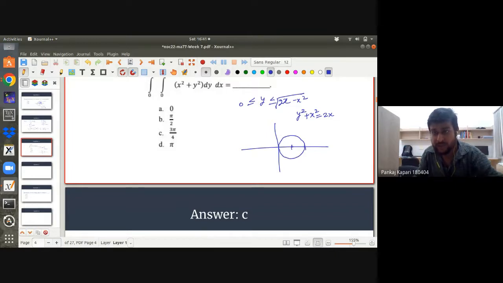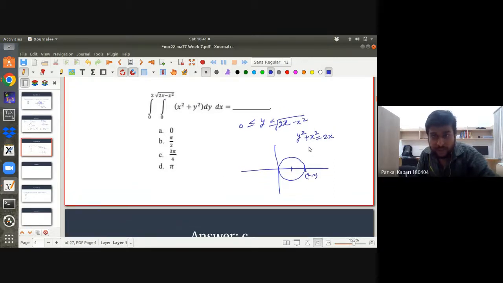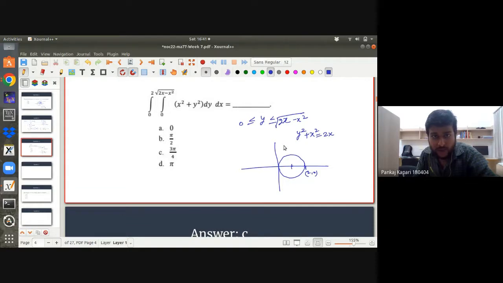So this will turn out to be a circle centered at 1 comma 0. This is our point 2 comma 0. And we have to integrate because x varies from 0 to 2, right? So the region of integral is the upper half of the circle, the semicircular part.